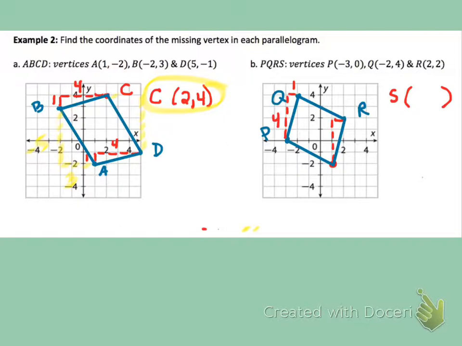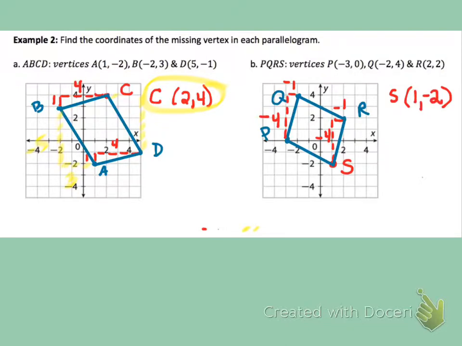What I probably should have done is maybe started at Q, because I knew I was going to have to go down further. So I should have thought about it like going from Q to P, so then I would be going left 1 and down 4. And then the same thing here is left 1 and down 4 to get our new point at S. So that coordinate is at 1, -2.